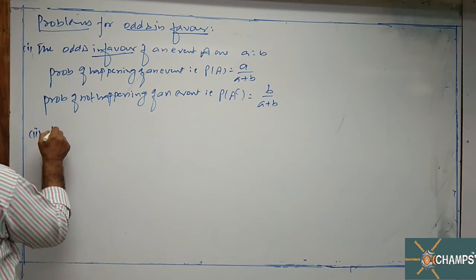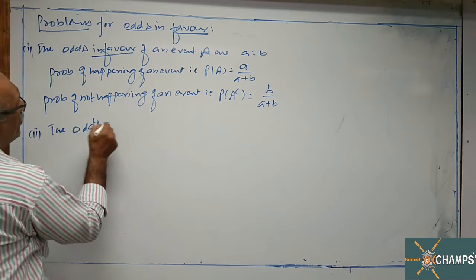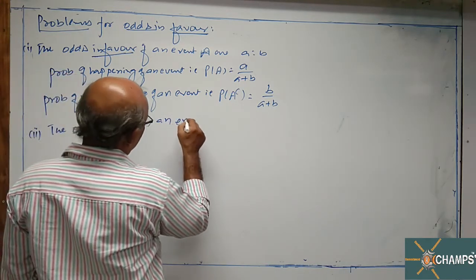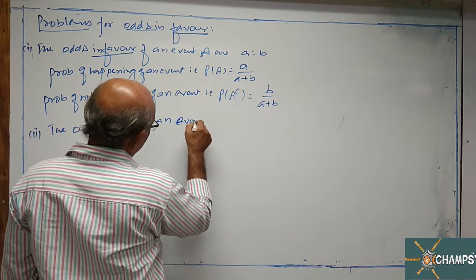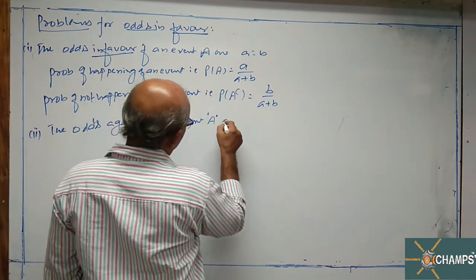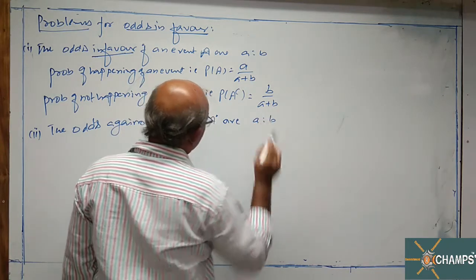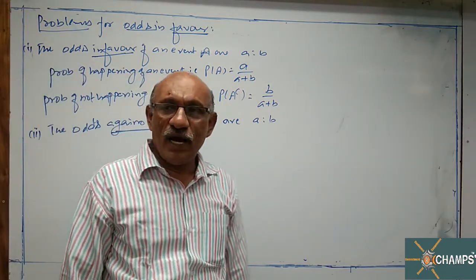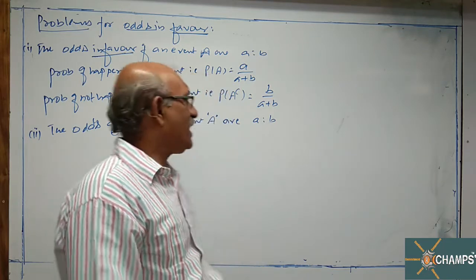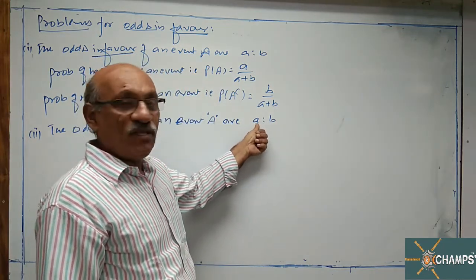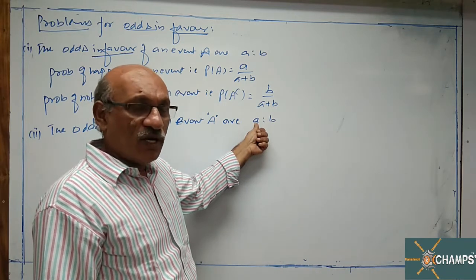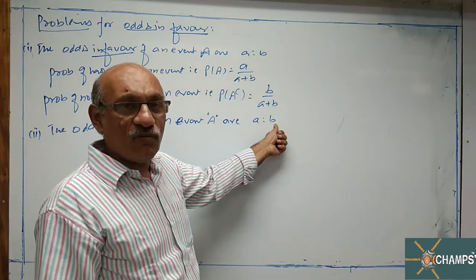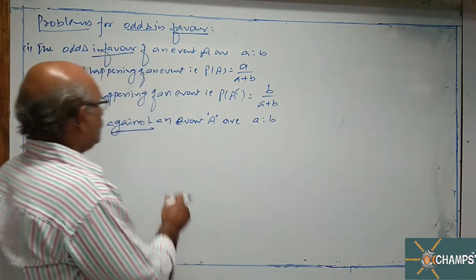Suppose in the question it is given the odds against an event A are A is to B. This time what is given? Odds against an event A are A is to B. What does it mean actually, sir? A cases, small a, the first number, will represent cases which are not supporting. The second number will represent cases which are supporting.